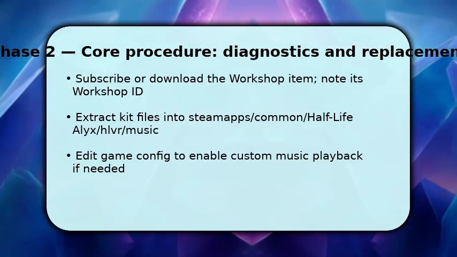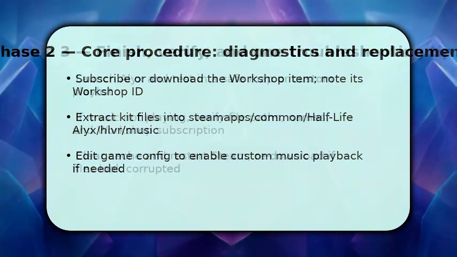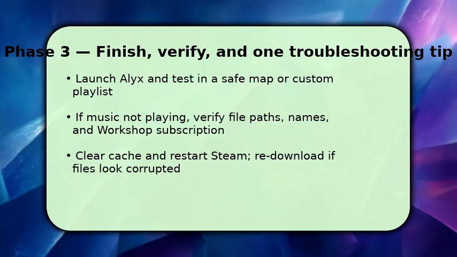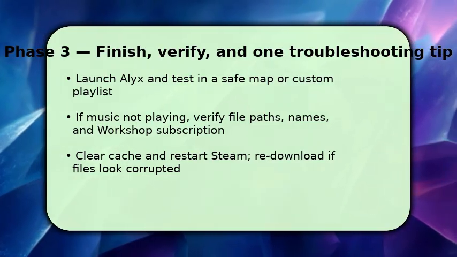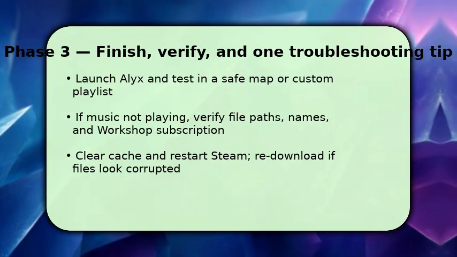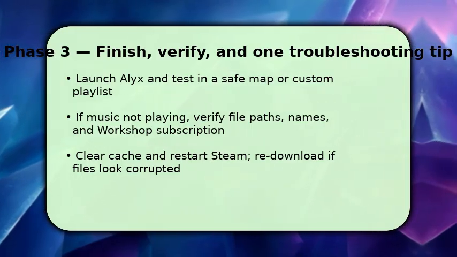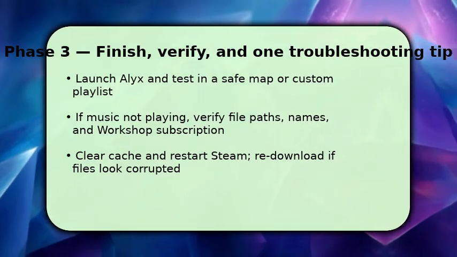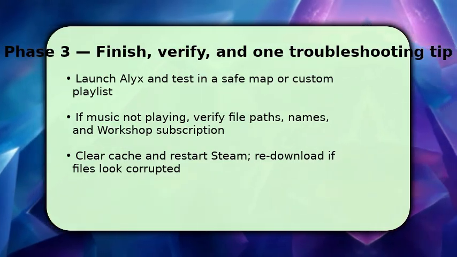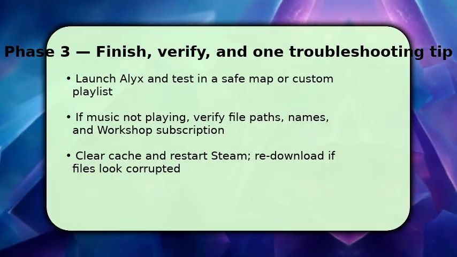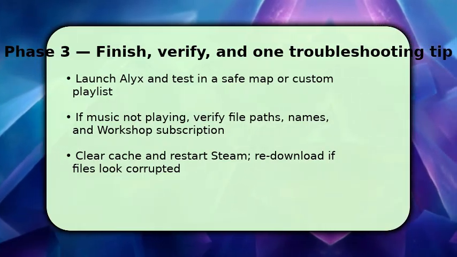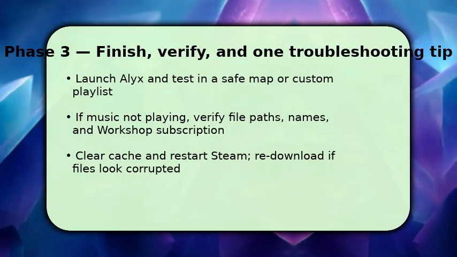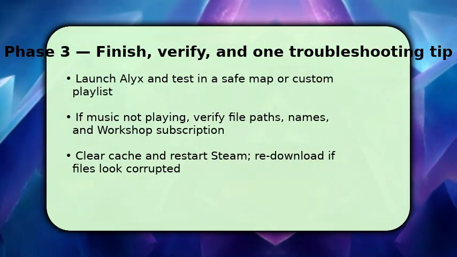To finish, launch Half-Life Alyx and test the music kit in a non-critical map or your custom playlist. If the tracks do not play, check file paths and exact file names, confirm your workshop subscription is active, and ensure the config points to the custom folder. If problems persist, clear the Steam download cache, unsubscribe and resubscribe, or re-download the archive. One key troubleshooting tip: corrupted or misnamed files are the most common issue. Fix those first, then restart the game.